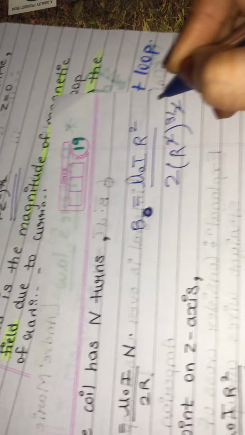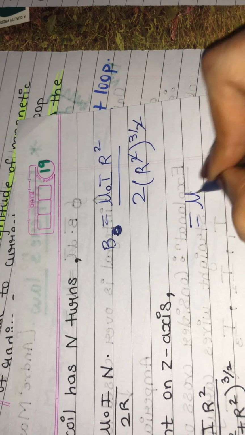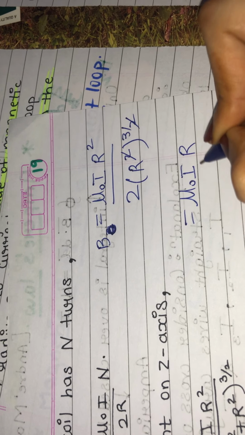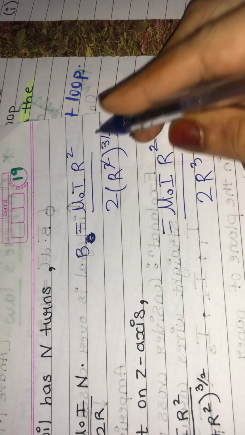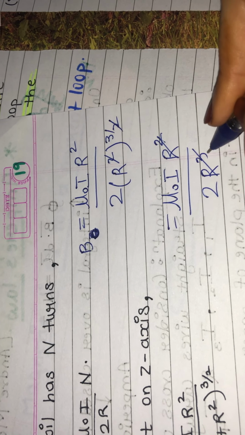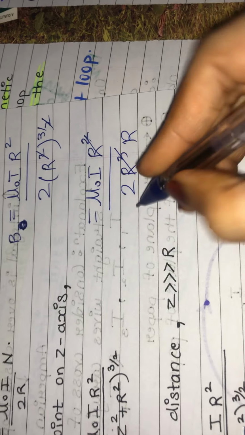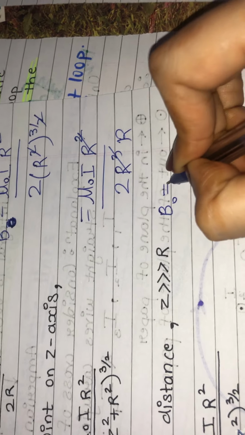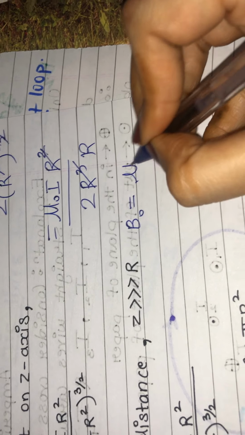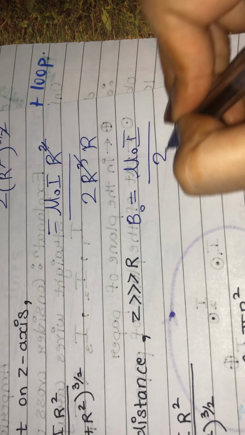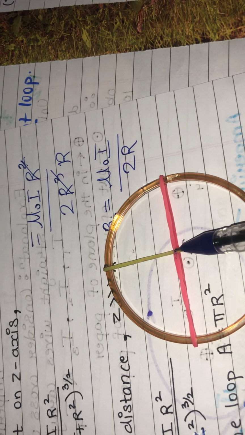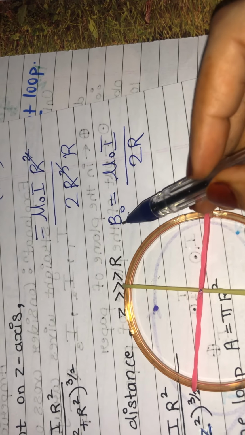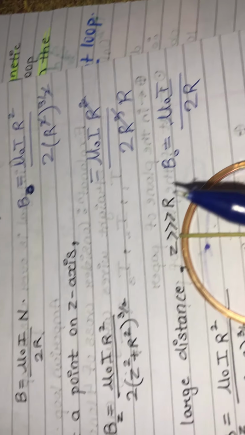So this 2 gets cancelled. So it is mu naught I r square upon 2 r raised to 3. From here and here, only one r remains. So at the center of the coil carrying current, it is mu naught I upon 2r. At this point, at the center, the magnetic field is mu naught I upon 2r.